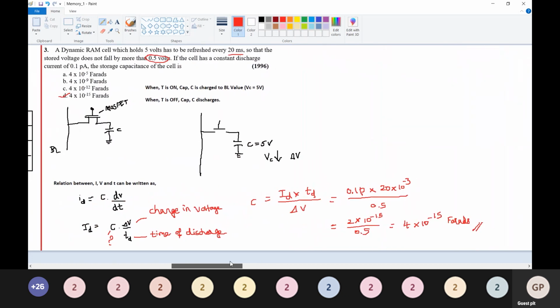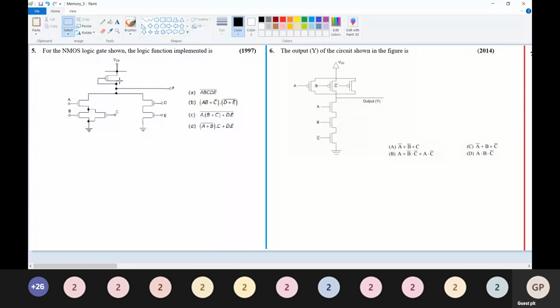So we'll stop the video with this. We'll continue the other problems in the next video. We'll discuss some problems related to digital electronics. These problems are asked in the topic memory.